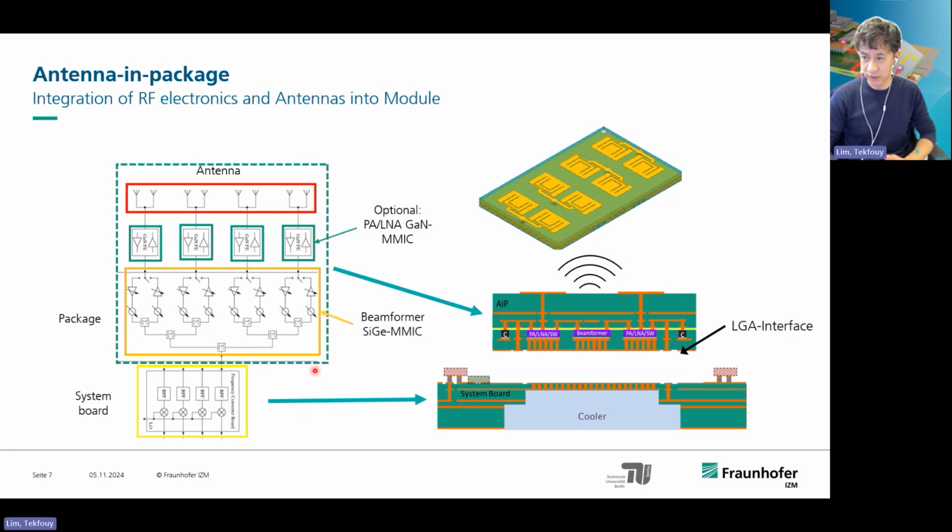For the demonstrator for this presentation, we have a beamformer IC made in silicon germanium technology here in the middle, and then the power amplifier and the low noise amplifier on GaN, gallium nitride technology, separately, with the connections between the beamforming IC and these power amplifier ICs, and then from the amplifier IC the routing to the antenna.